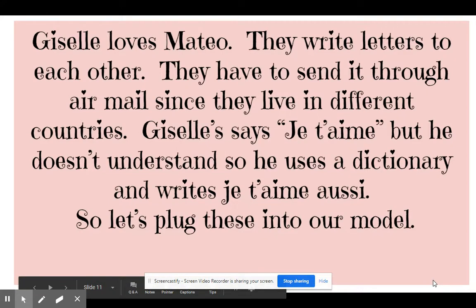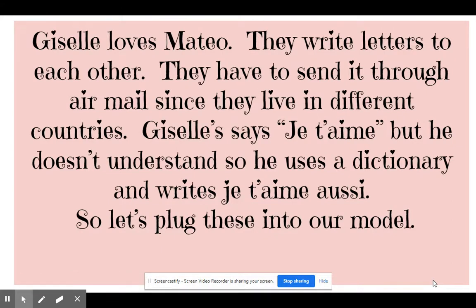So if we have this example, Giselle loves Matteo. They write letters to each other. They have to send it through airmail since they live in different countries. Giselle says, Je t'aime, but he doesn't understand, so he uses a dictionary and writes, Je t'aime aussi. So let's plug these into our model.